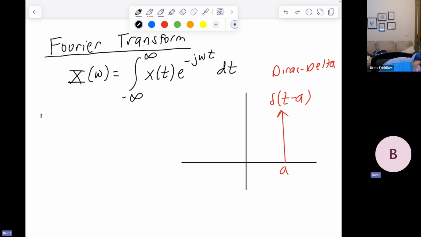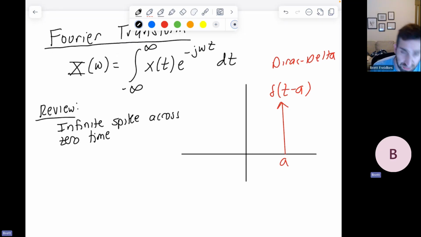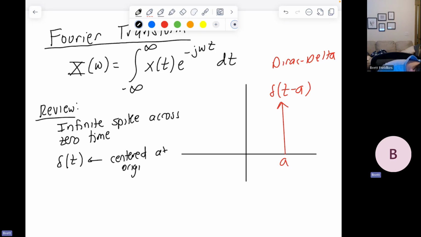And just as a quick review of the Dirac-Delta function, the Dirac-Delta function is an infinite spike across zero time. And it can be located at some position. So usually we write this as delta of t. This is centered at the origin. So in my graph on the right here, I got a delta t, which is just going to be some spike at the center.